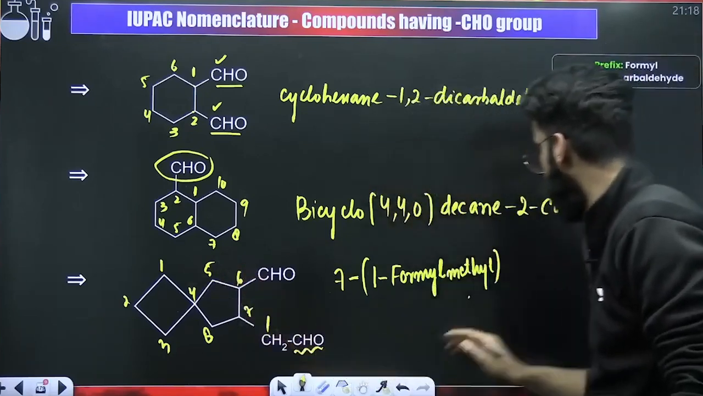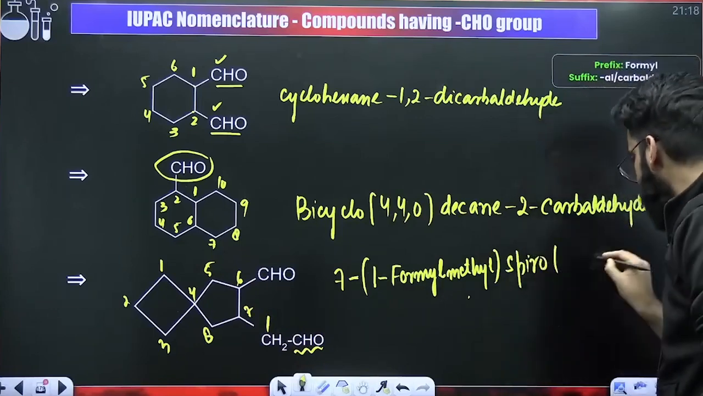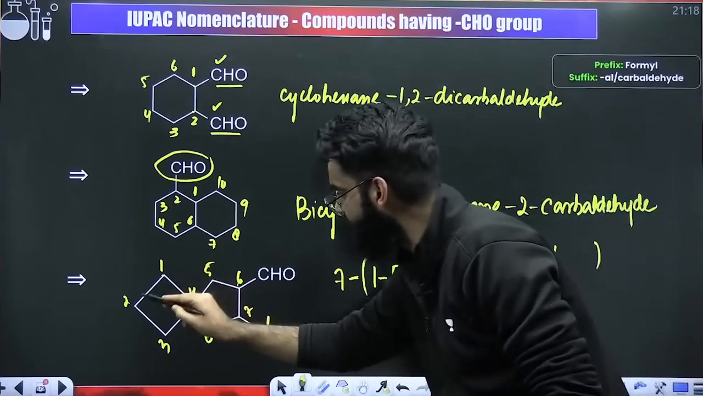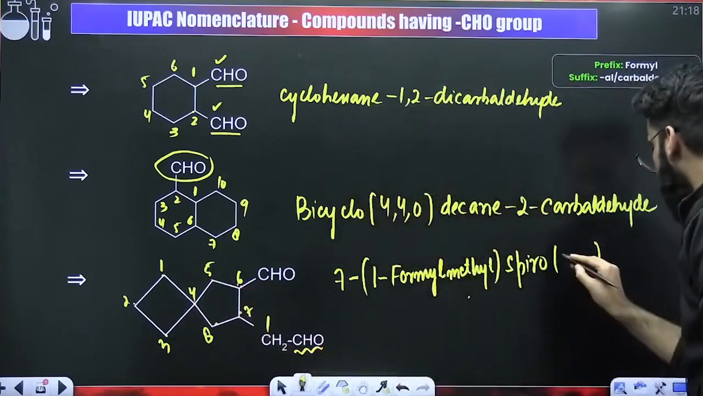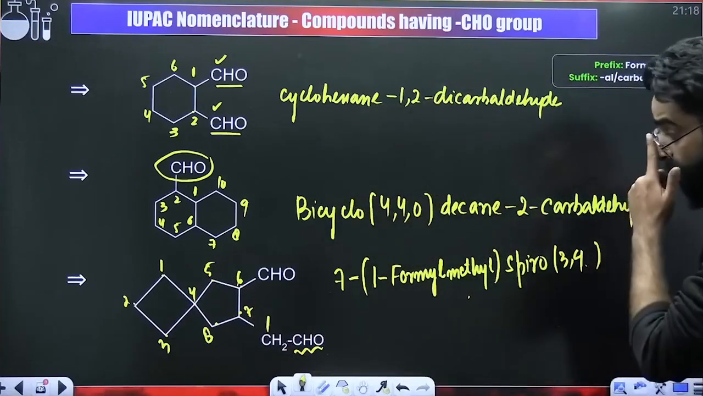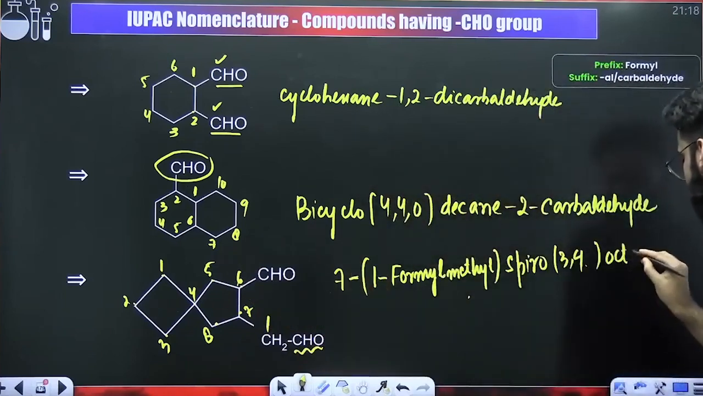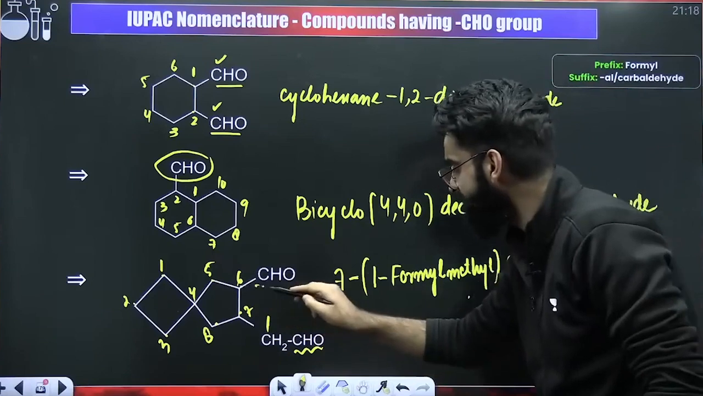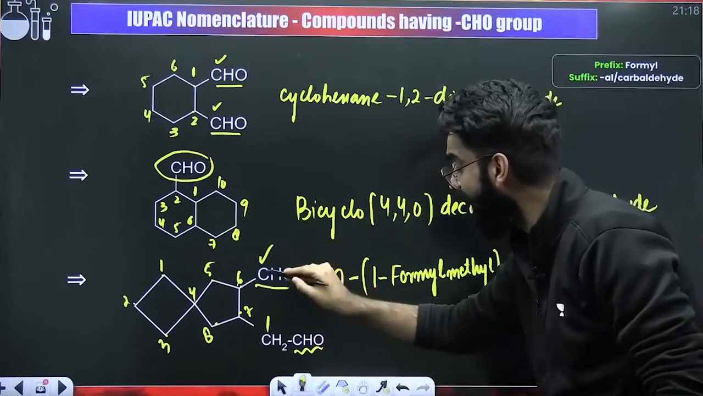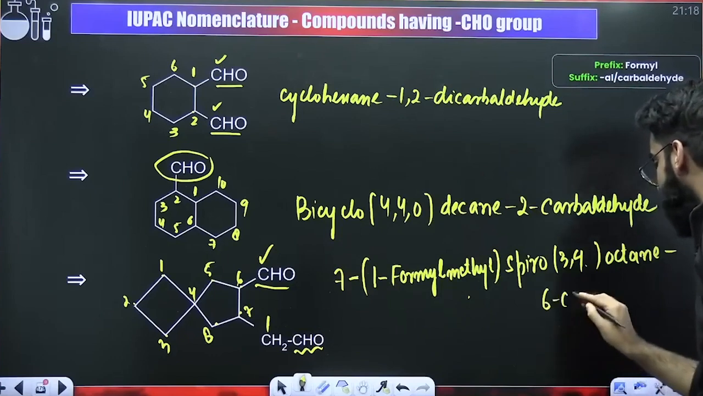Now it is a Spiro compound basically. So write the term Spiro. Now use the brackets. Smaller size ring 1, 2, 3. Larger size ring 1, 2, 3, 4. So it is 3, 4. Now there are in total 8 carbon atoms. So it's oct. Everywhere it's a single bond. So it's ane. Now at carbon number 6, it is aldehyde. And carbon of aldehyde is not the part of main chain. So you'll write 6 carbaldehyde.